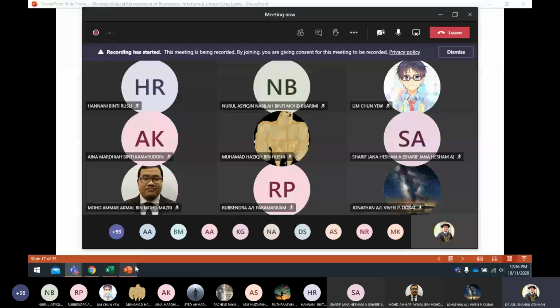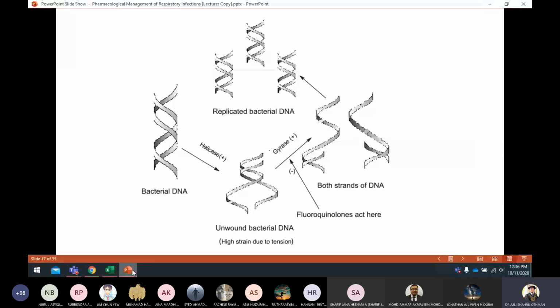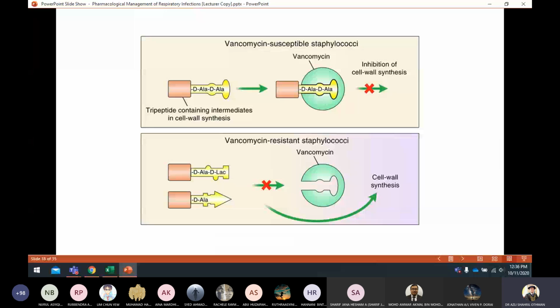Well, anyway, so that's your quinolones. Just a quick review of the mechanism of action. So remember, you have to mention two enzymes, DNA gyrase and DNA topoisomerase IV.